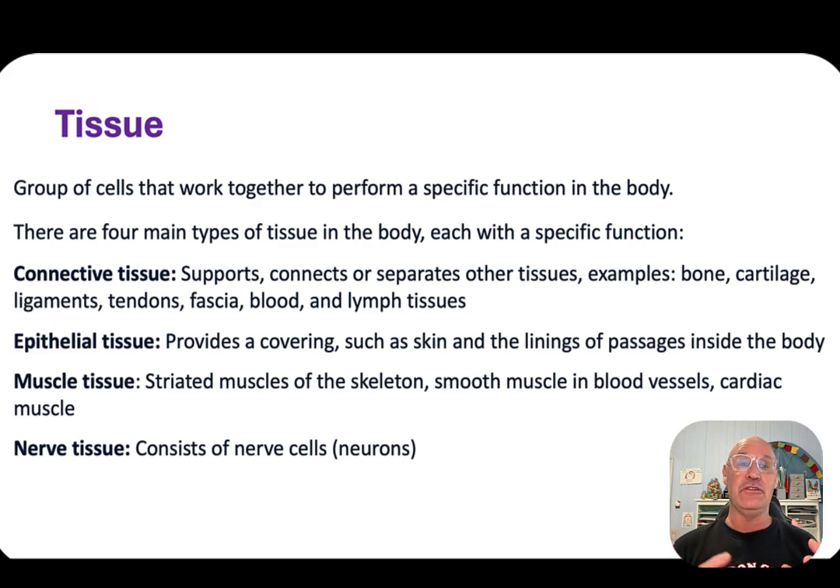The epithelial tissue is what provides the coverings of the skin, but also the internal linings. So it's like inside the mouth, but all the way through the respiratory and digestive systems. Of course, we've got muscle tissue, which forms the skeletal muscles, but it also forms the smooth muscles, which are inside our blood vessels, inside our stomach, and also cardiac muscle, which obviously forms the heart. And then, of course, we've got nerve tissue, which is neurons, and that is together as nerves.